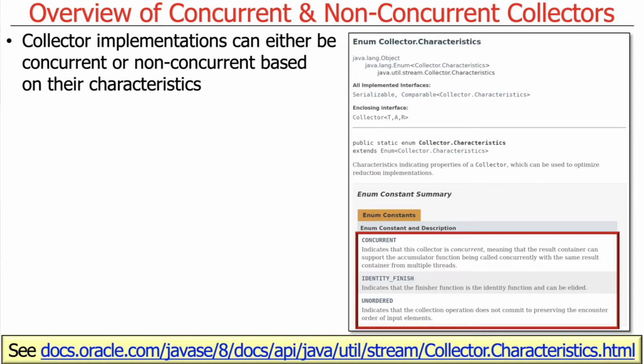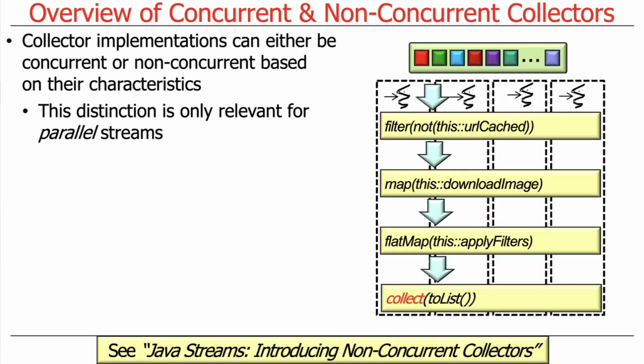Collector implementations can be characterized in various ways. There are different characteristics they can have. They could be unordered. They can have this thing called identity finish. They could be concurrent. And so we're going to focus here on the difference between concurrent and non-concurrent, because that's one of the important characteristics.